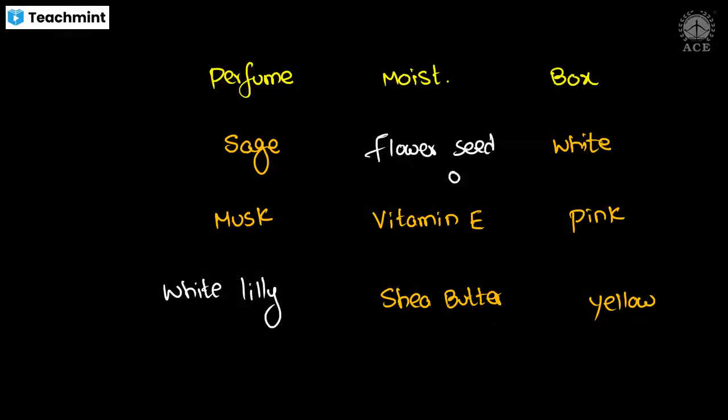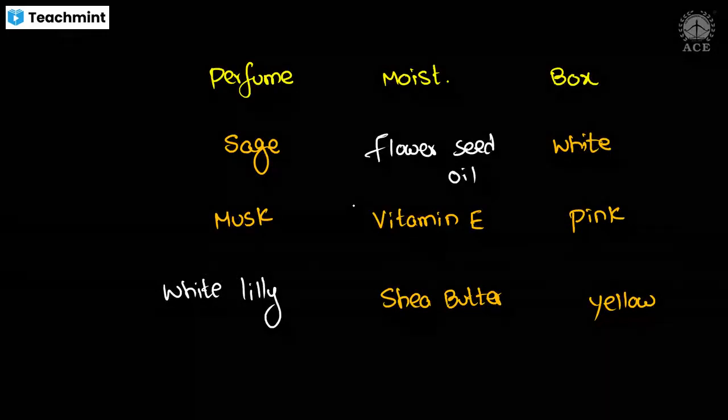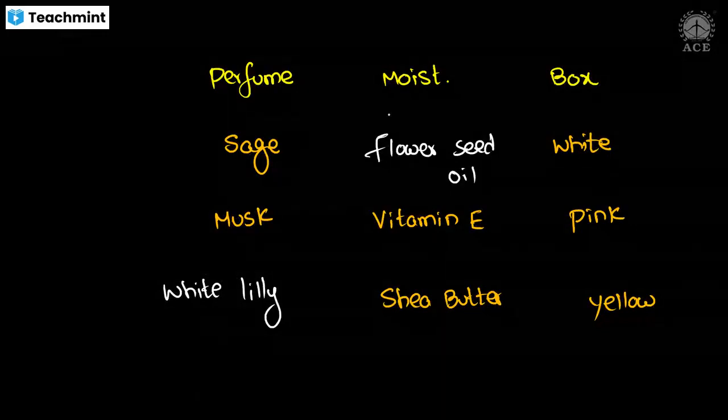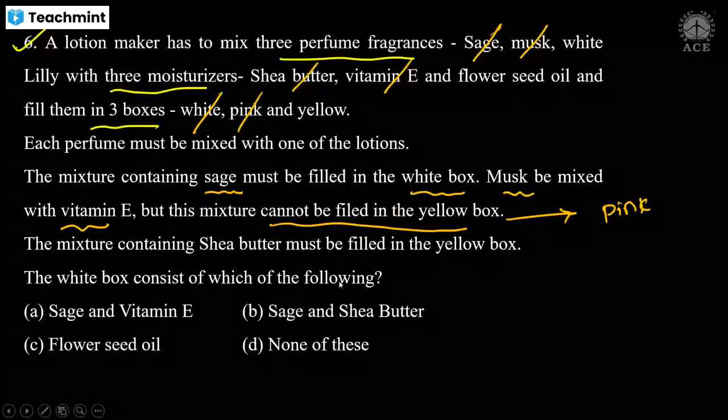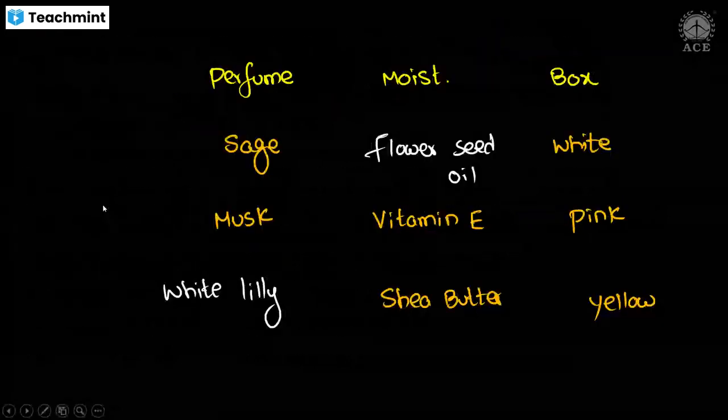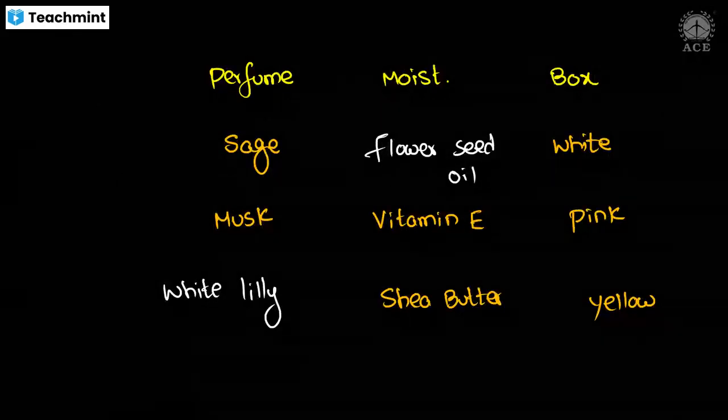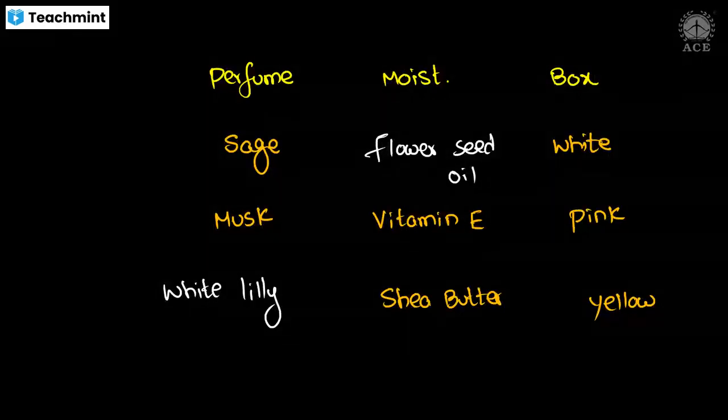Now they can ask many questions related to this one also. Sage and which combination is correct? They'll give options: perfume is sage, vitamin E, white, like that. Different things. Which combination is correct? We may need to find. Now here, this white box consists of which one? White box consists of which one? They're asking. White box consists of shea butter and the other one is yellow.